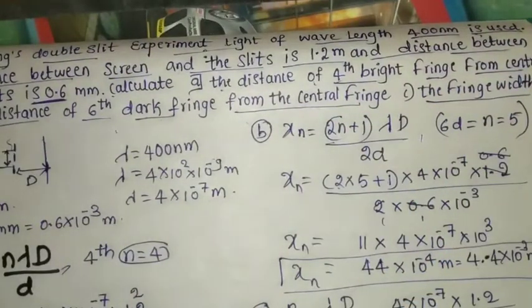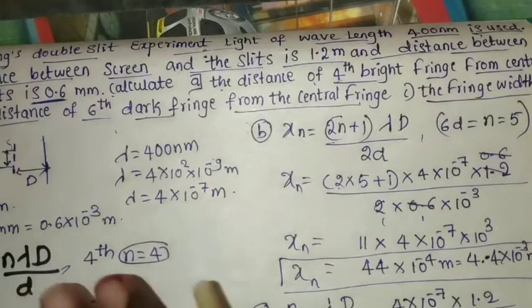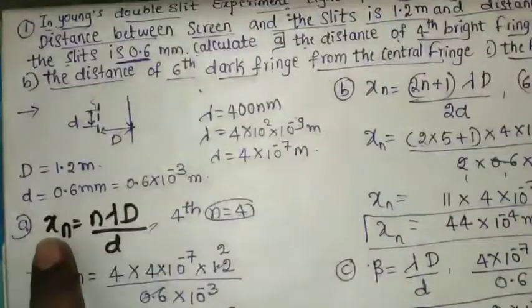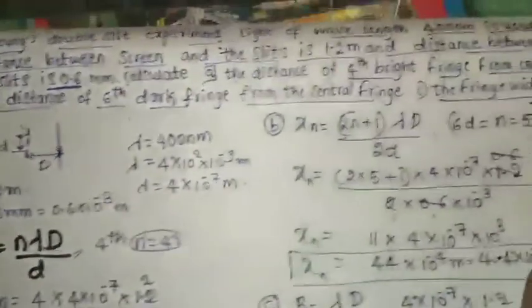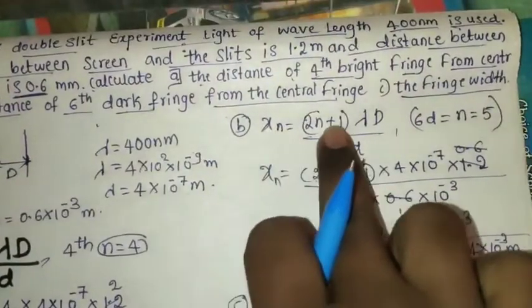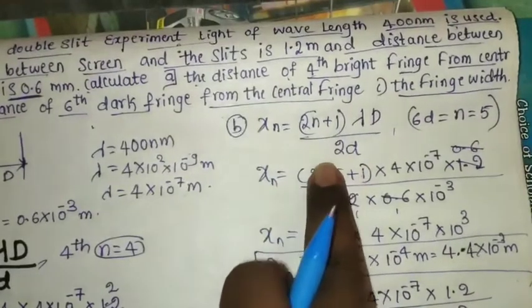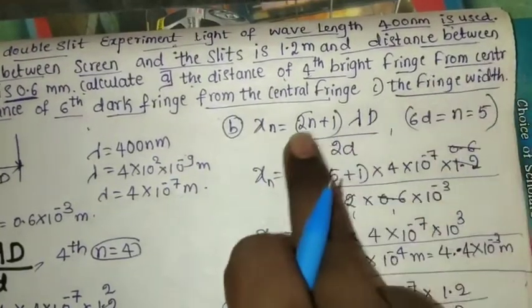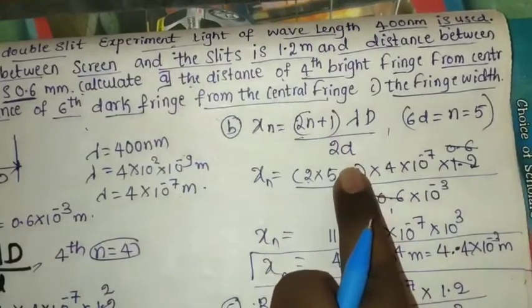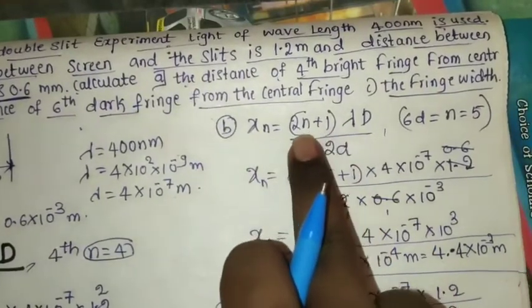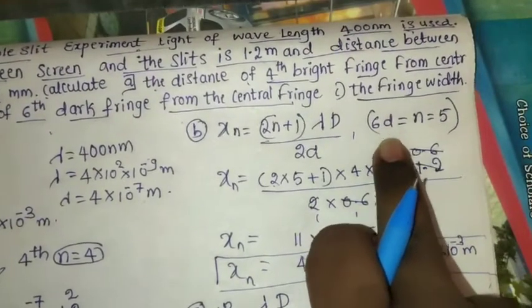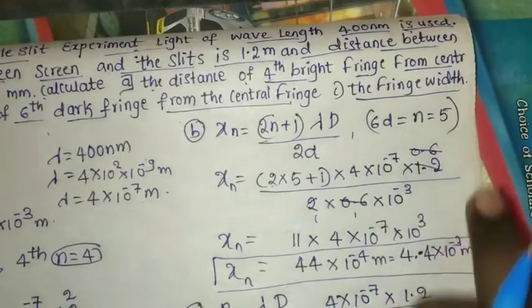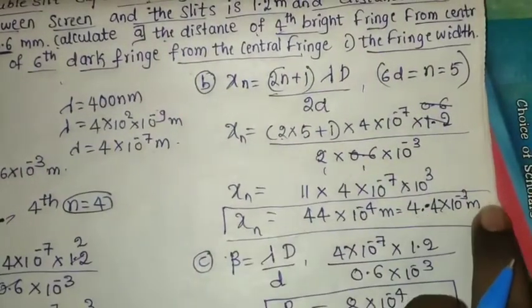It's very important that initially, whatever I discussed, the basics of Young's double slit experiment: the distance for a bright fringe from the center is n lambda D by d, and the distance for a dark fringe from the center is (2n plus 1) lambda D by 2d. You can also take (2n minus 1) lambda D by 2d, both are the same. When you are taking 2n plus 1, if the given is the sixth dark fringe, then n equals 5. The answer is 4.4 into 10 to the power minus 3.